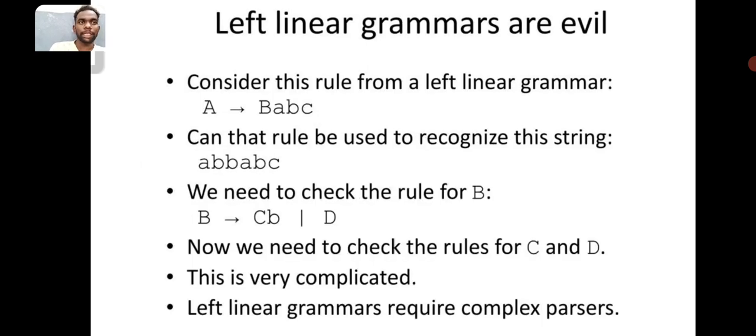Left linear grammars are evil. Consider this rule from the left linear grammar: A implies B b c. Can that rule be used to recognize the string a b b a b c? We need to check the rule for B. B implies C b D. Now we need to check the rules for C and D. This is very complicated. Left linear grammar requires complex parsers.